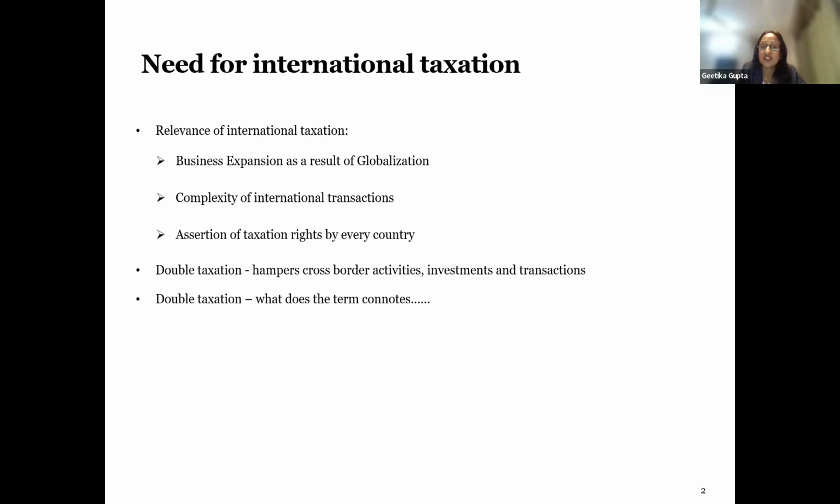While the globe converges into one big marketplace for purchase and sale of a variety of goods and services, each jurisdiction tightens its rope to secure its share of taxes, that is, assertion of taxation by every country. That is the reason it comes about, the importance of international taxation. And we all know that when double taxation occurs, it hampers cross-border activities, investments, and transactions.